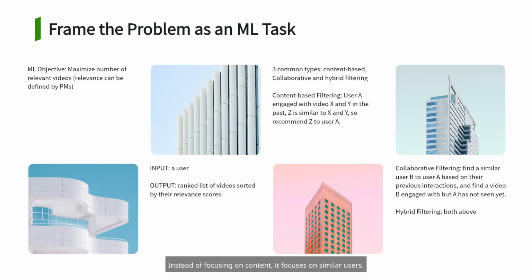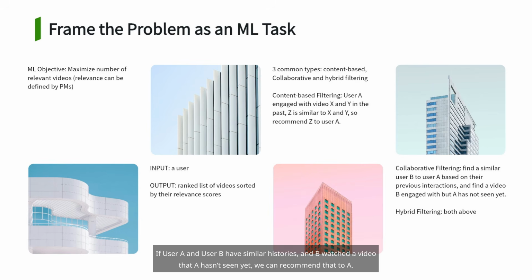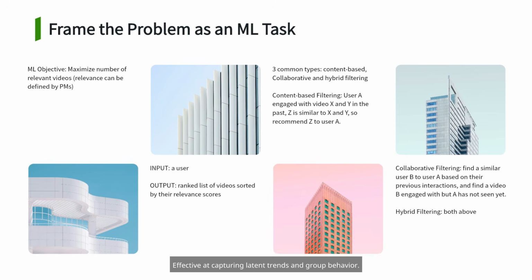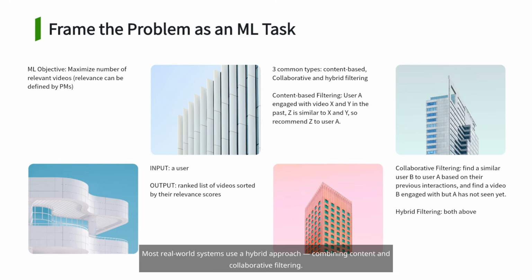Collaborative filtering. Instead of focusing on content, it focuses on similar users. If user A and user B have similar histories, and B watched a video that A hasn't seen yet, we can recommend that to A. Effective at capturing latent trends and group behavior.